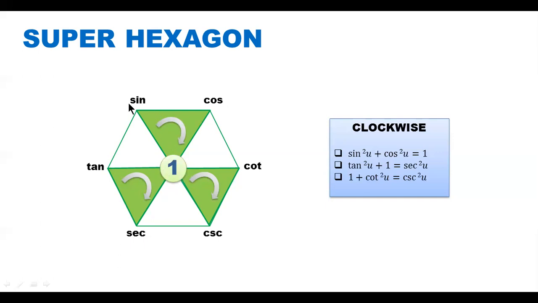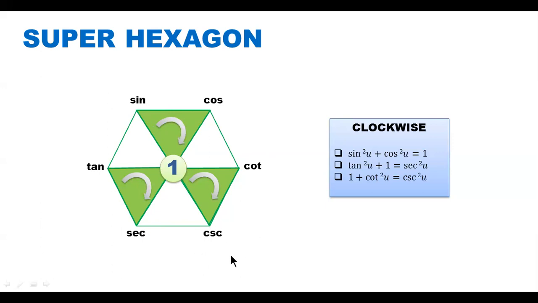So for the first one, we have sine squared u. Okay? Kung Pythagorean identities to, naka-square siya. The other term for Pythagorean identities ay the squared identities. So sine squared u plus cosine squared u, that is equal to 1, which is at the bottom. Second one, we have tangent squared u plus 1, and then, 1 squared is still 1, di ba? Because identity pa siya, so that's basically 1. And then is equal to secant squared u. And then the third one is 1 plus cotangent squared u is equal to cosecant squared u.